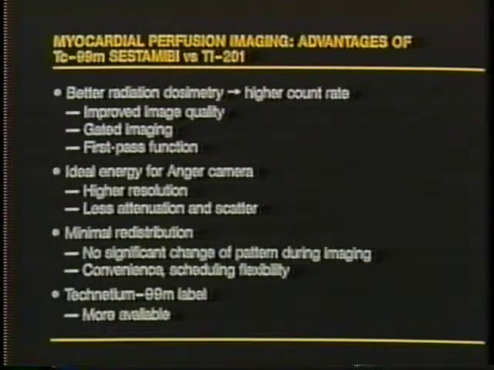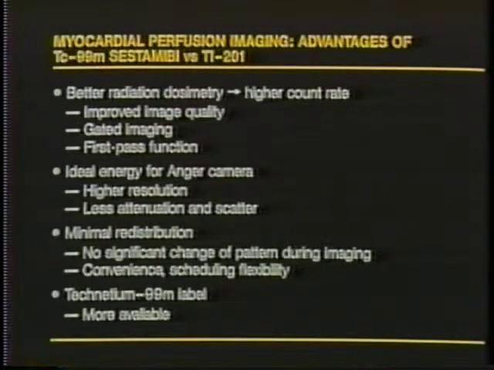The higher dose of radioactivity with Cardiolite makes it feasible to perform first-pass exercise studies of ventricular function followed by myocardial perfusion imaging using a single tracer injection. This approach will be discussed in further detail later. Technetium has ideal physical characteristics for Anger camera imaging. These ideal physical characteristics are a monoenergetic gamma of 140 keV and a 6-hour half-life. These characteristics lead to higher resolution and less attenuation and scatter than with thallium-201.